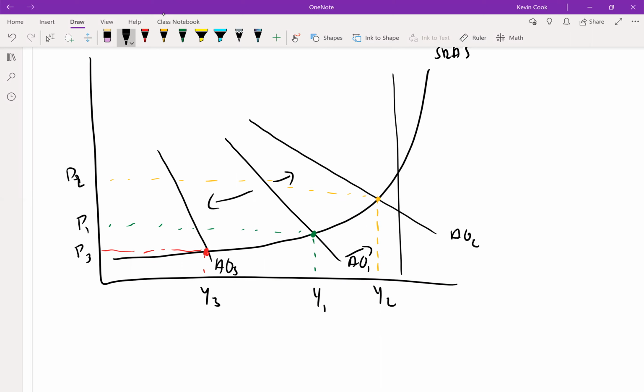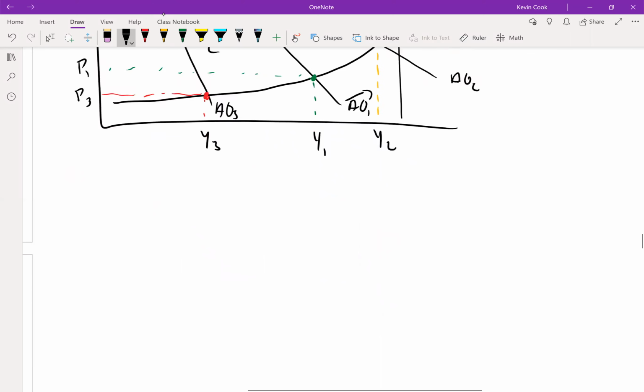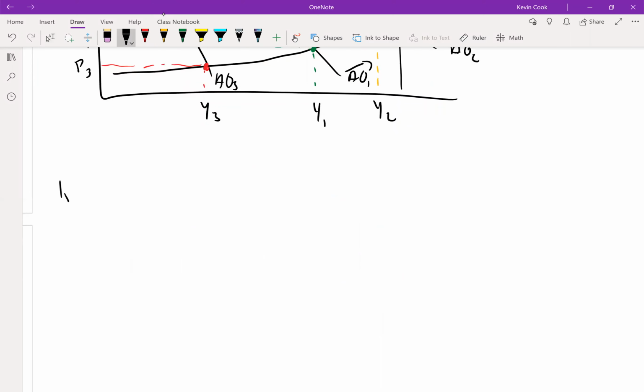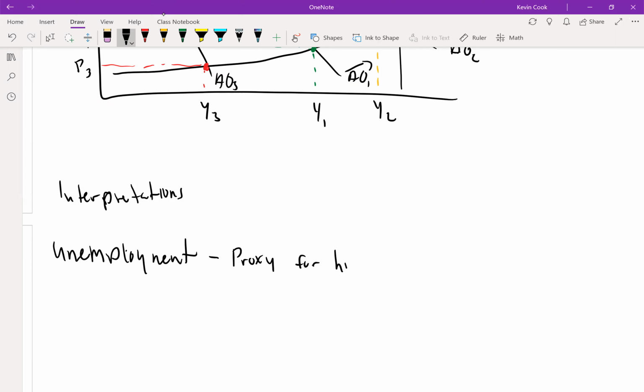So when we interpret this, we have three things to see from this. So our interpretations. And the first one's going to be unemployment. So with unemployment, we're not going to find an unemployment rate. We're not going to figure out exactly how many people are unemployed by using this model, but we can get a proxy for high or low unemployment based on output.